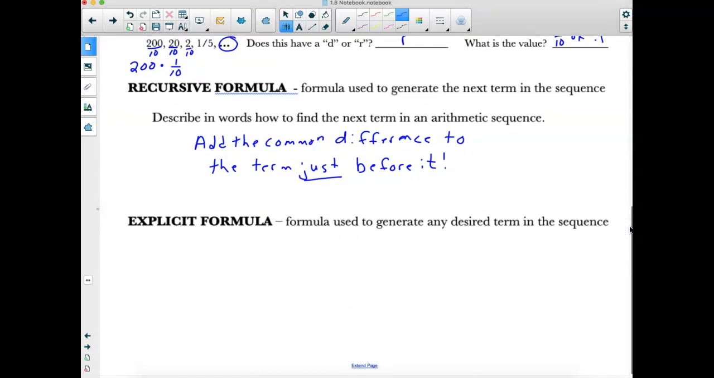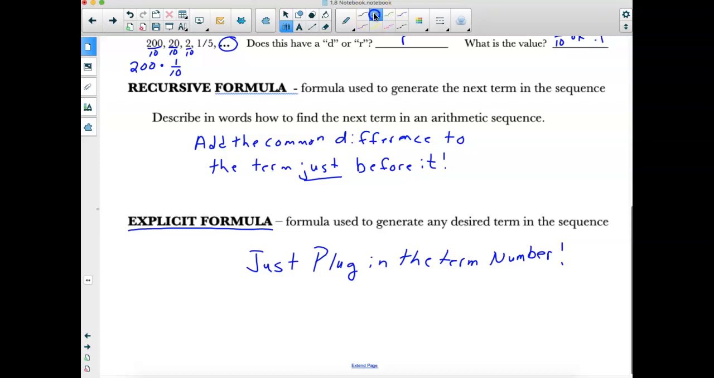They also have what's called an explicit formula. And an explicit formula is a formula used to generate any desired term in the sequence. So how would we use these? Well, when we have our explicit formula, you simply plug in the term number. What do you mean by the term number? I'm going to explain in a minute what I mean by the term number, and you'll see it.